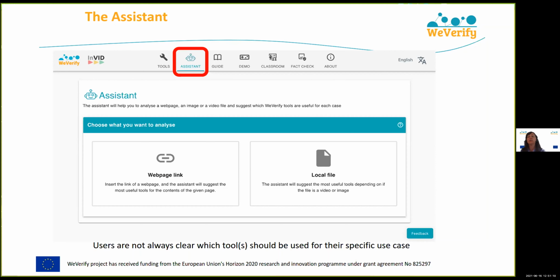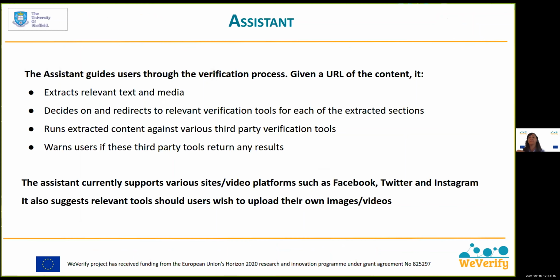And today I will show you some examples of verifying some public information on URLs mainly. So the assistant basically guides the users through the verification process, and given a URL or the content locally, it will extract the relevant text and media from that, decides and redirects to the relevant verification tool. So it will do some signposting, and then it will run the extracted content against various verification tools when it can do so. And it will show some of these results inside the assistant itself.